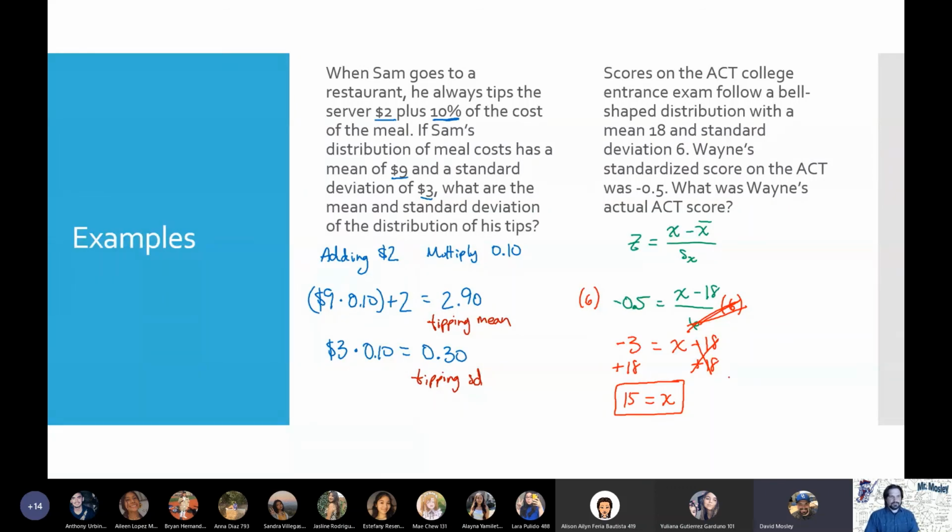Okay? Which kind of makes sense. If he's negative 0.5, he's half a standard deviation lower than the average. Half of 6 is 3. 18 minus 3, 15. So these are just two examples of how we can use that kind of knowledge of transformation and how a transformation has occurred to find other values and say something else about our data.